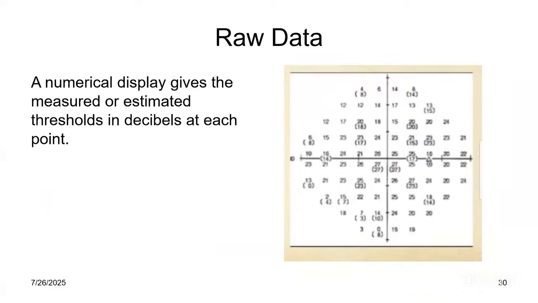So how about the raw data section or zone? The raw data zone is just the numerical display of each retinal sensitivity of a particular point on the retina. So it's presented as the absolute value at which the patient is able to perceive the light.